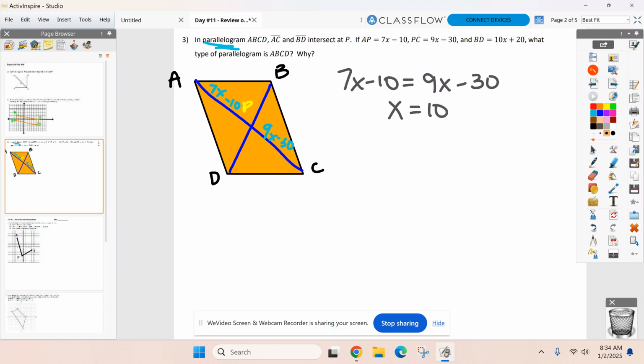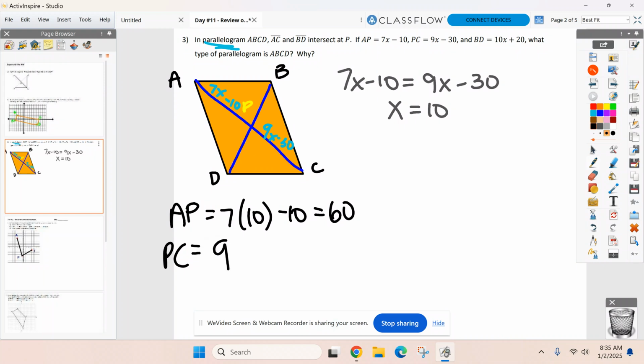Now, what type of parallelogram is it? Is it a rectangle, a rhombus, or a square? I'm not going to know until I plug it back in. So I take x and plug it back in. Let's do AP first: 7 times 10 minus 10. AP is going to be a length of 60. PC, I already know what it should be because they bisect each other, but let's plug it in: 9 times 10 minus 30. Oh, shocker, it also comes out to 60, which it should.